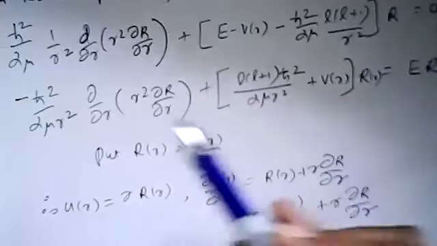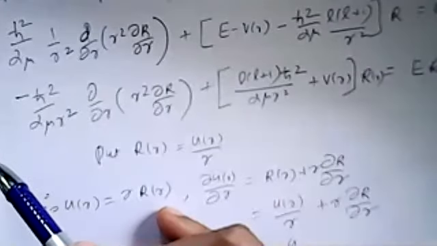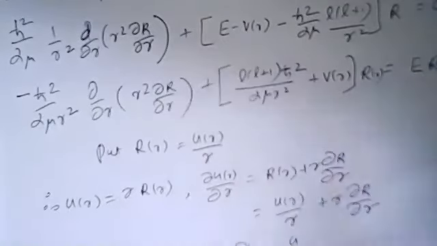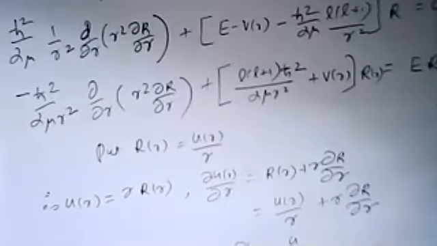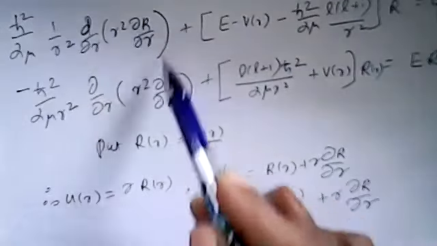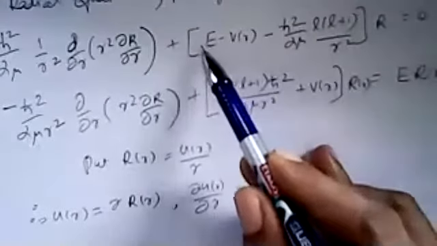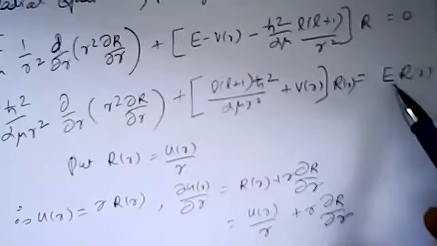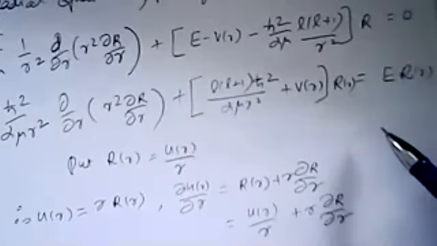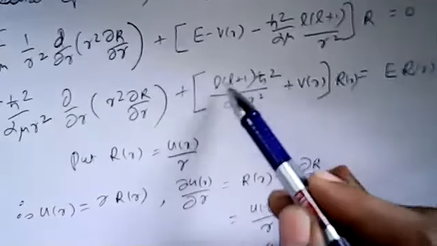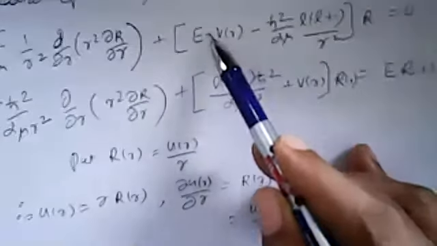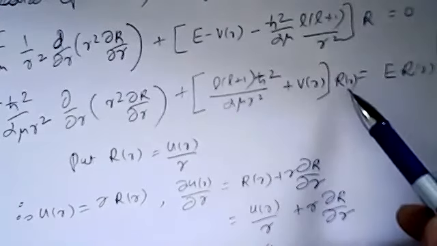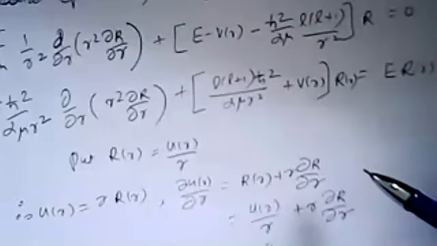Now you multiply with a minus sign and take this e to the right side. So minus this term, same term. Here minus e will come, and this minus e you have to take to the right side so that it becomes capital E capital R. All these things are the same. This becomes plus, this becomes plus. So L into L plus 1 h cross square by 2 mu r square, plus V of r into capital R, equal to E capital R.